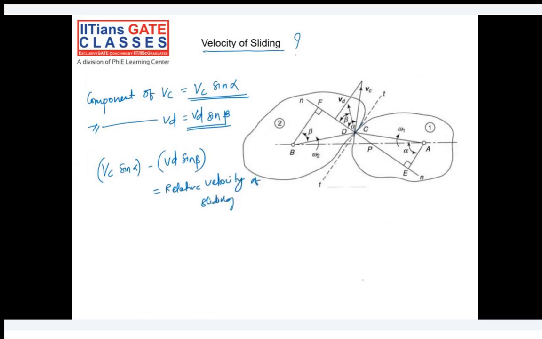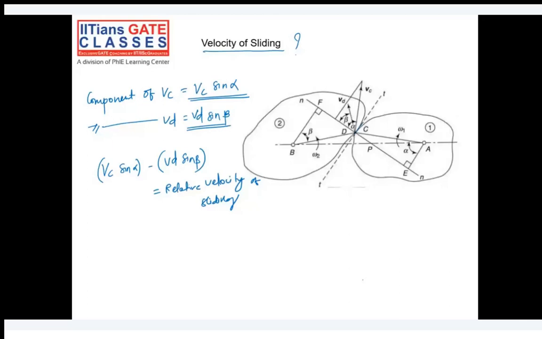I'll repeat. According to the law of gearing, we said that gears 1 and 2 should remain in contact with each other. There should not be a separation or penetration along the common normal, and we want them to have constant velocity. That is achieved by making sure that gears 1 and 2 are in contact with each other, and one gear will have a sliding motion relative to the other gear along that common tangent. So that is why we are calculating the relative velocity of sliding.